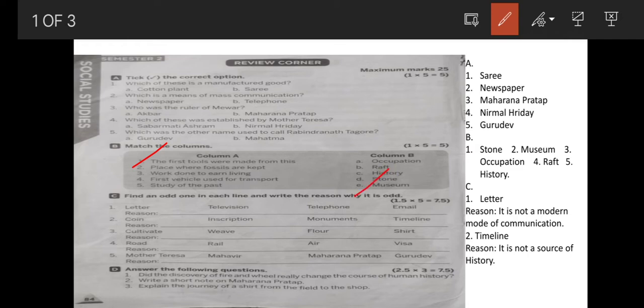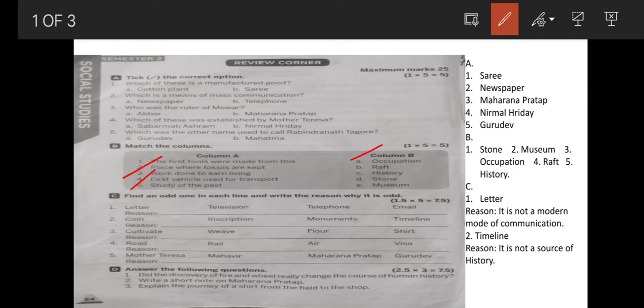What are fossils? That is the remains of plants and animals which turn into rocks. So some of the rocks are kept in museum. Next, 3. Work done to earn living. So it is called occupation. What is occupation? Occupation is the work done to earn living, to earn money.